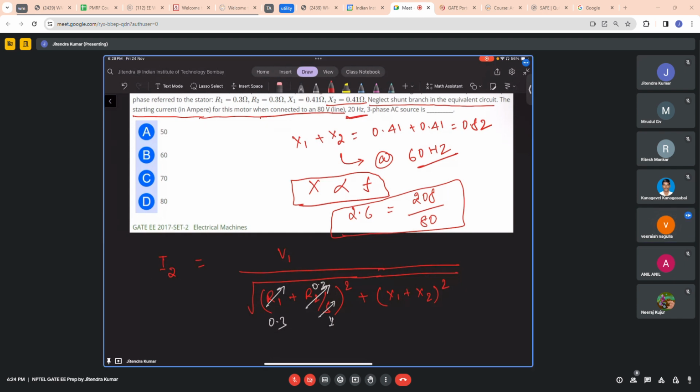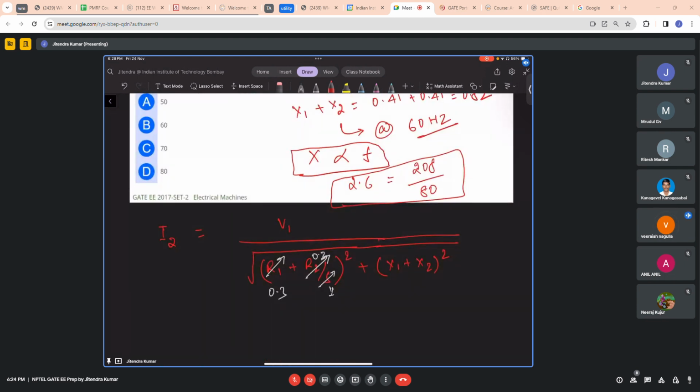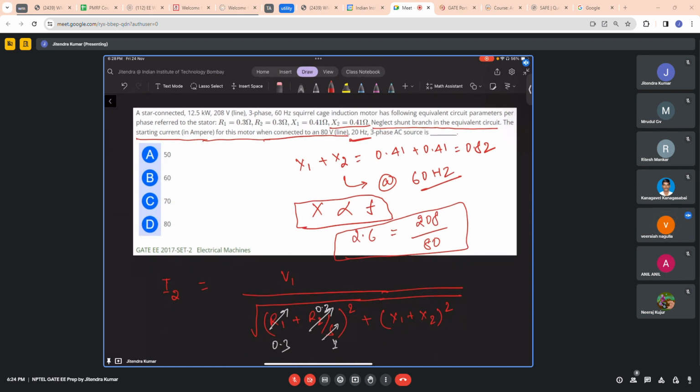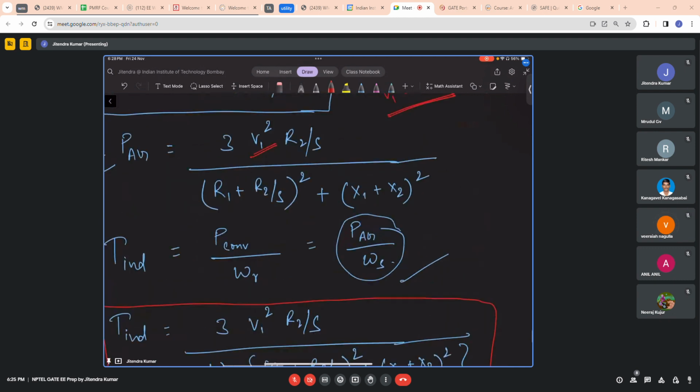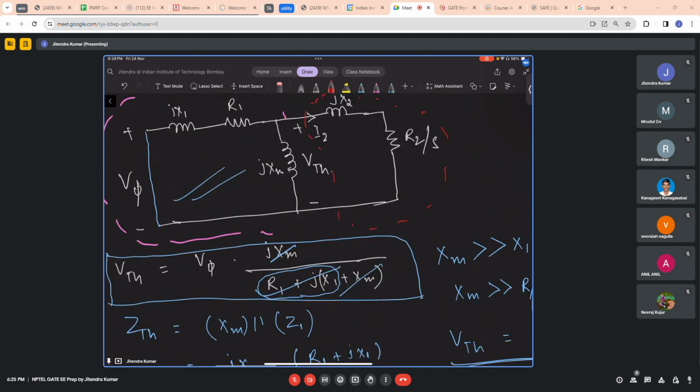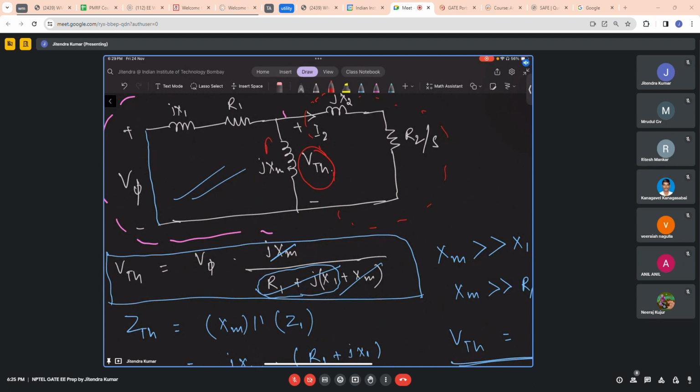Right. You might know there is a difference between V by F and E by F. That inaccuracy comes because of the approximation, since we do not consider any shunt branches. For E by F, you have to consider the voltage across the magnetizing inductance, across this VTH. Whatever voltage is induced here, that will be E. But since we want a simplified calculation, we take the voltage from the input side. That is why there is some discrepancy. This voltage will not always be equal to E1.